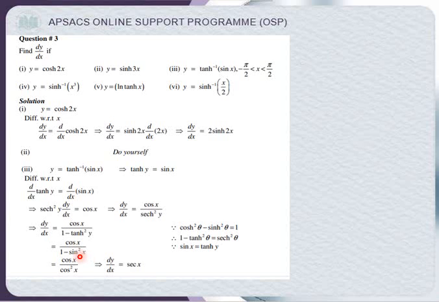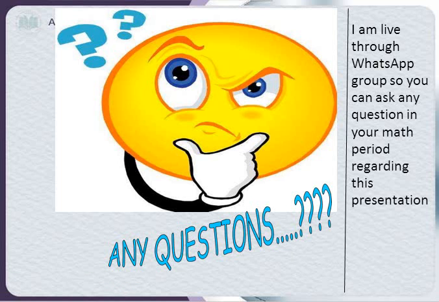So we can cancel cos x with cos x. 1 upon cos is sec x. So the answer of part 3 is sec x.